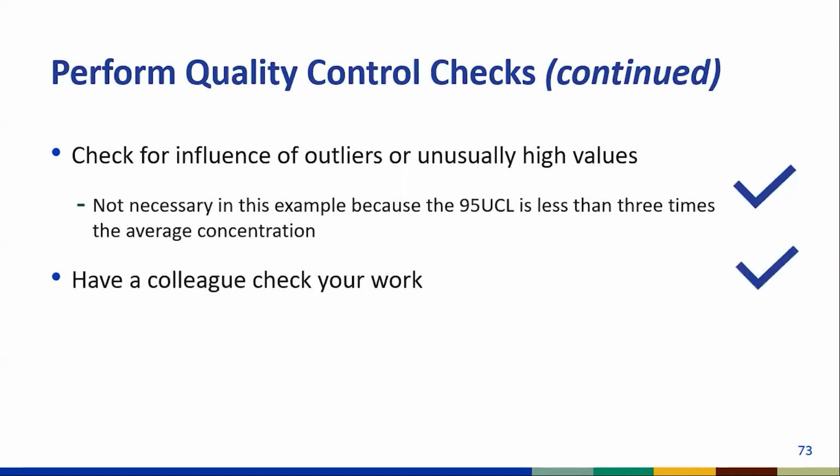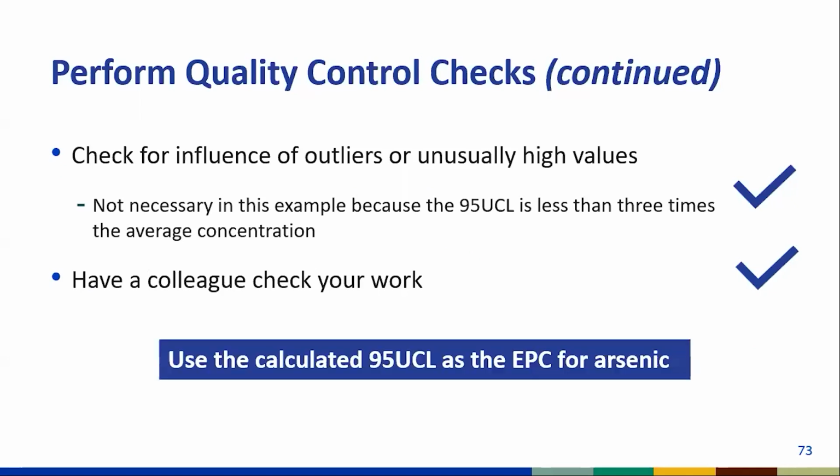As a final quality control check, the health assessor asks a colleague to check their work. Assuming everything is confirmed during that review, the health assessor can use the calculated 95 UCL as the EPC for arsenic in their health evaluation.